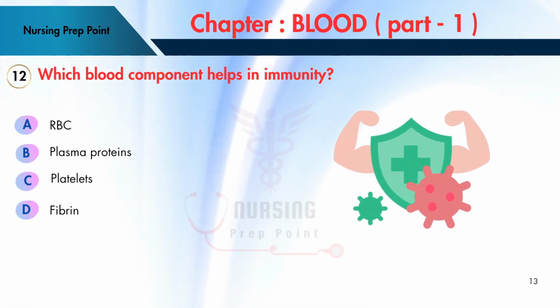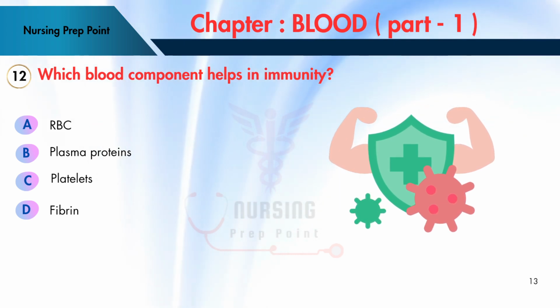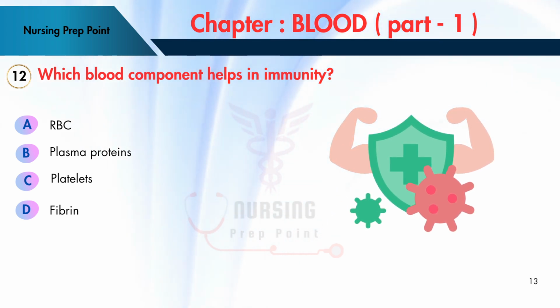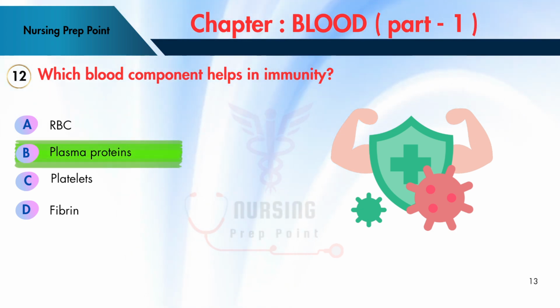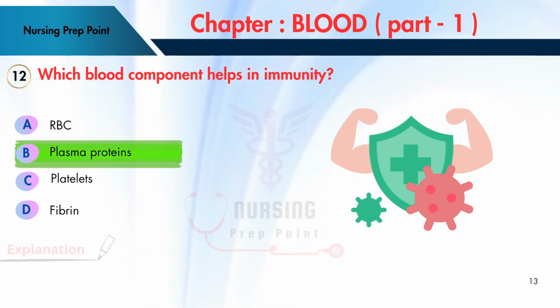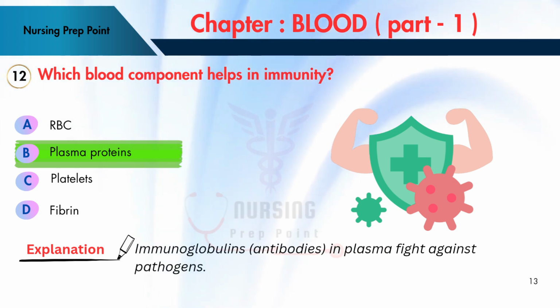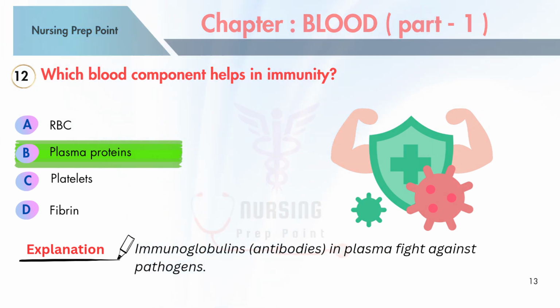Which blood component helps in immunity? Option A, RBC. Option B, plasma proteins. Option C, platelets. Or option D, fibrin. The correct answer is option B, plasma proteins. Explanation. Immunoglobulins, antibodies, in plasma fight against pathogens.